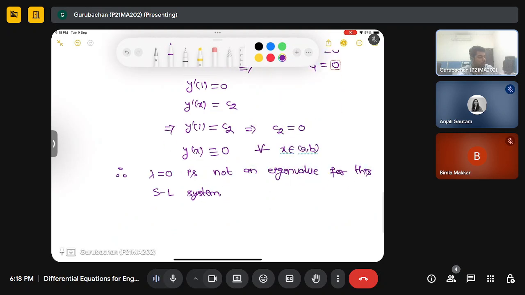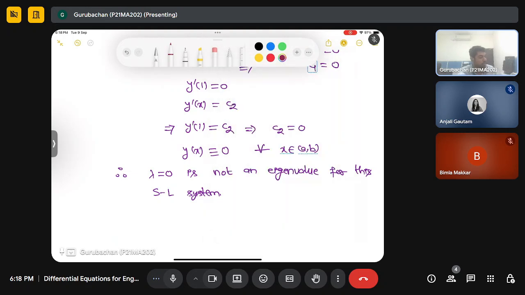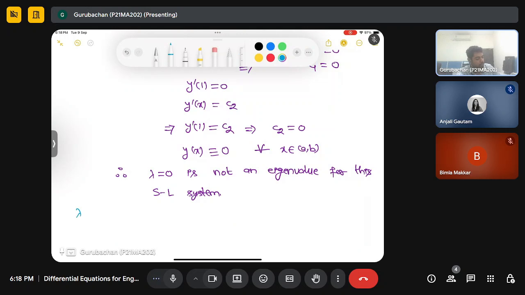Okay, what will be the next case? Since we have considered lambda equal to 0, the next case will be lambda greater than 0. Or let us consider the easy one, lambda less than 0. You will get to know why it is easy. So since lambda is less than 0, you will consider minus mu square. Since mu square is always positive, lambda must be a negative quantity. You can judge that. And also we are taking mu to be positive.